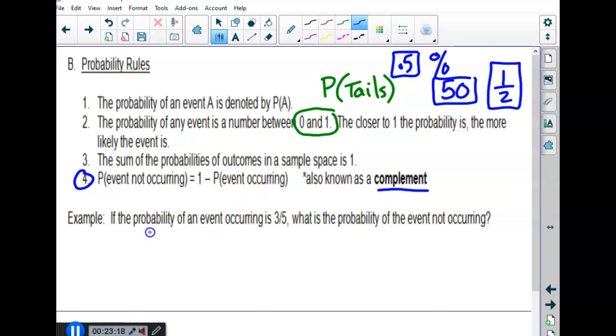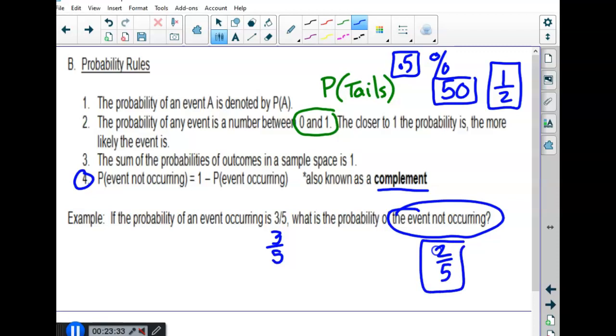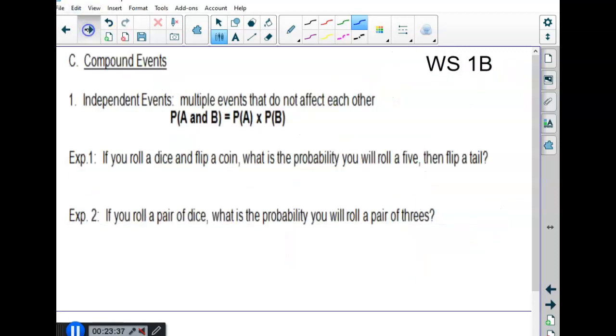Here's an example. If the chance of an event occurring is 3 out of 5, what's the chance that it will not occur? The probability it will not occur. If 3 are winners, 2 are losers, right? It's 1 minus that. Does that seem to make sense? Another way, it's like a 20% chance of rain, so there's an 80% chance it won't rain, right? That's all we're talking about there.